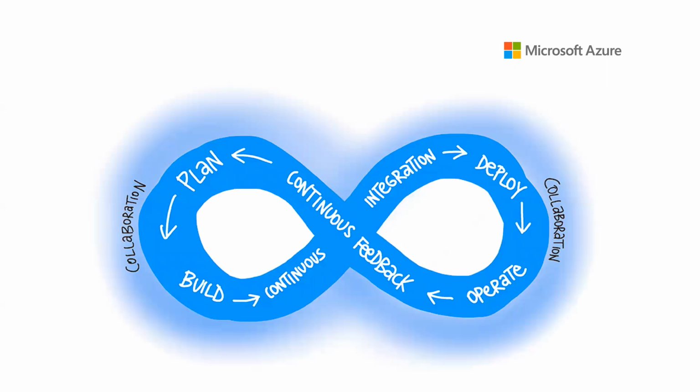So you can see over here, total collaboration is there. We plan and then we build, then it is continuous. Then we have continuous integration and continuous feedback. Then we have to deploy and then we operate, we get the feedback. Again, we plan. So it is in a loop.